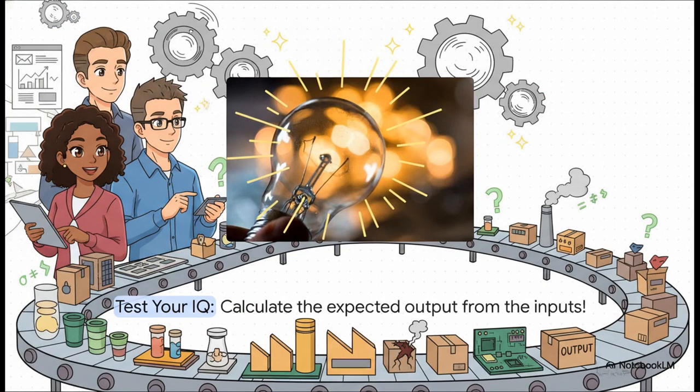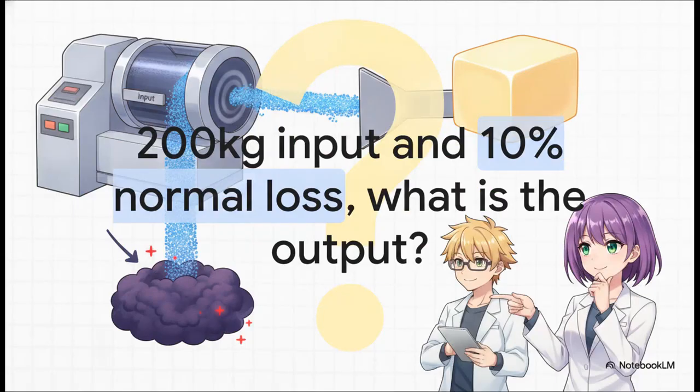Time for a quick pop quiz. Let's get those mental light bulbs glowing and see how expected losses actually affect our final factory output. Here's your scenario. Say we pour 200 kilograms of raw material into our big mixing machine, but based on past experience, we fully expect a 10% normal loss. How much actual output are we expecting to successfully get out of that machine? I'll give you a second to run the numbers in your head.